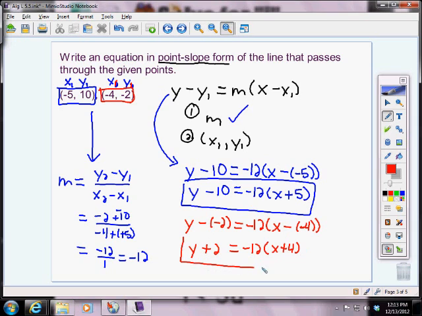And although these two equations look different, if you were to graph both of these, they would come up to the same line. So either answer is acceptable. Remember, for point-slope form, you need 2 things. You need the slope and a point. And then you plug it into your point-slope form to come up with an equation of the line.